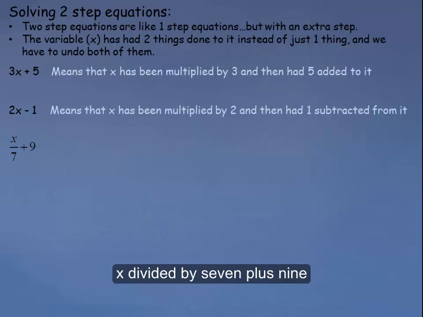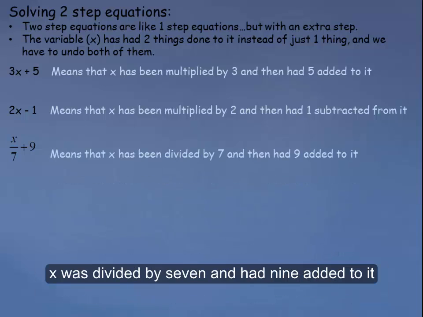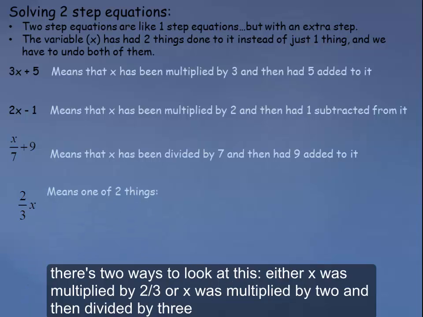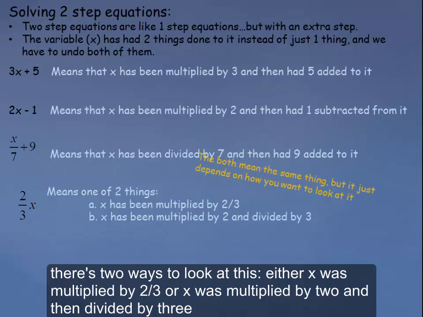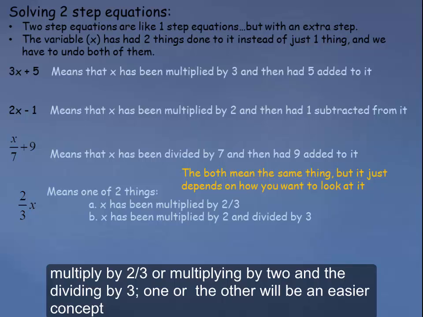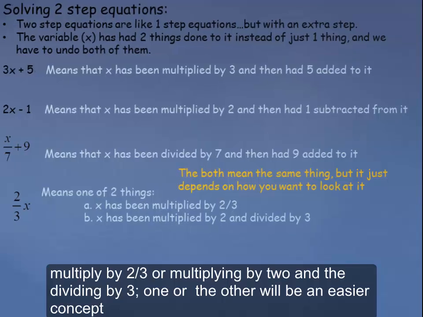X divided by 7 plus 9: x was divided by 7 and then had 9 added to it. 2/3 x. There's two ways to look at this. Either x was multiplied by 2/3, or x was multiplied by 2 and divided by 3. They mean the same thing, but for some people, multiplying by 2/3 or multiplying by 2 and dividing by 3, one or the other will be an easier concept.